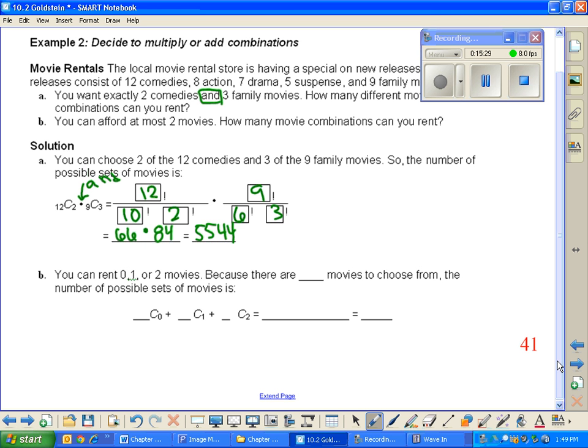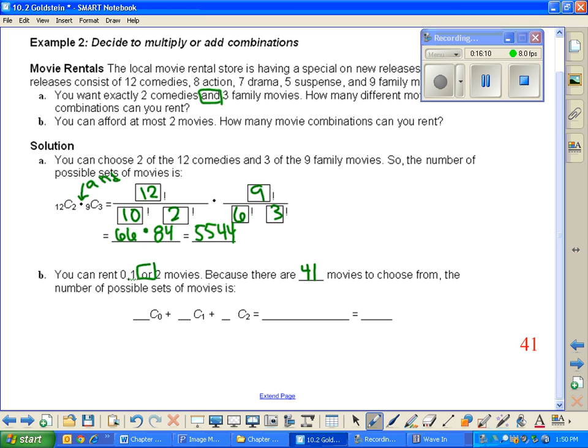So we need to think about all these situations that could happen. But in this situation, only one of them is going to happen. That's why it's an or. You need to notice that we can rent 0, 1, or 2 movies. So this blank in part B's solution, because there are how many movies to choose from? 41. You're right. Gio, how did you get that? Yeah, they told us all the different movies that we have to choose from. So he just went up there and added all those numbers together to get the total amount of movies that we have when we're walking in the store. We have 41 movies to choose from.